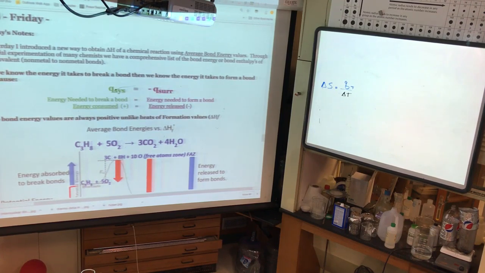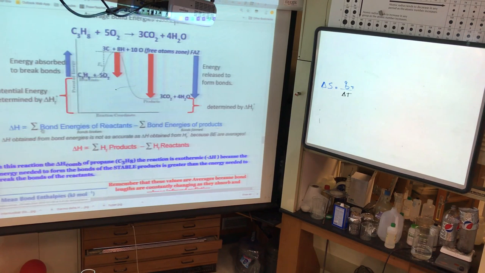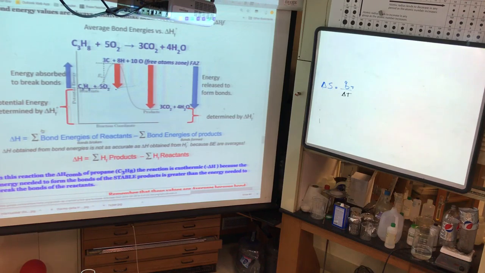All right, here we go. Moving on. But I want to make my last few comments on heats of formation. Okay, so we're going to look at this collectively three different ways. So this is a reaction.